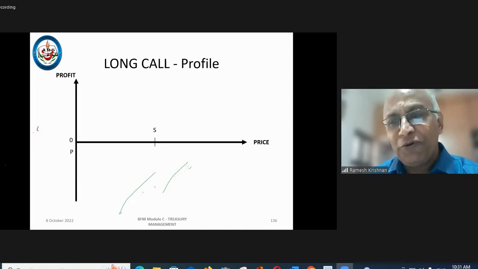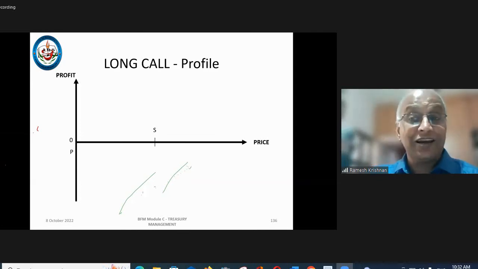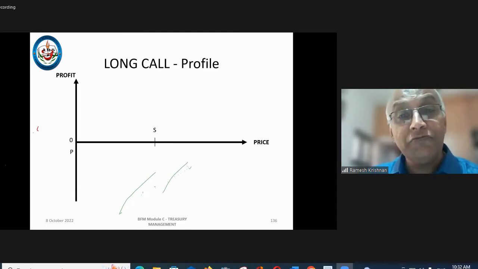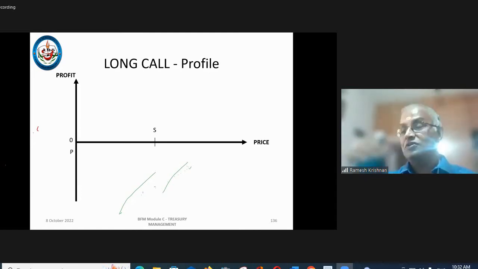Okay, we will proceed. If you have any doubt, you can ask in between. Strike price is what is called, whether it is 90, 85, 82.50 or 80. That is a strike price chosen by the customer. Accordingly, the premium for the option changes.